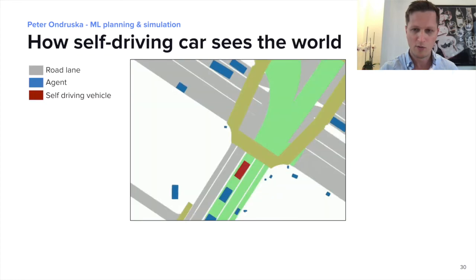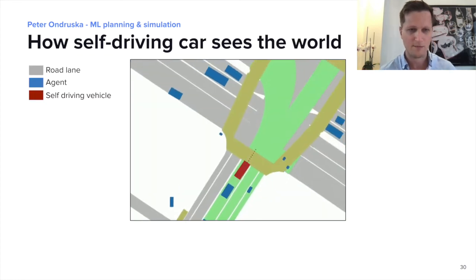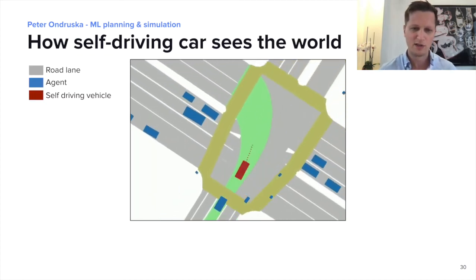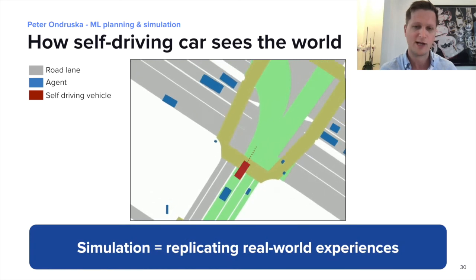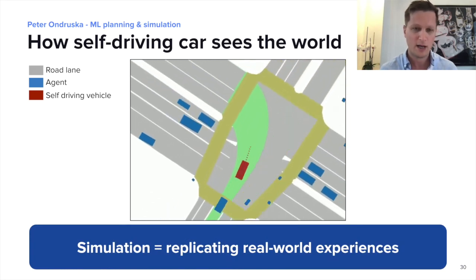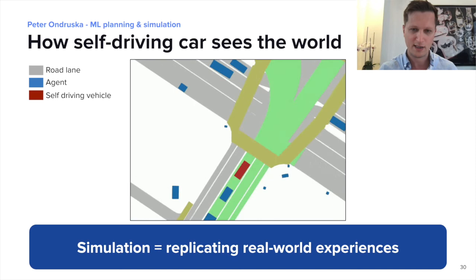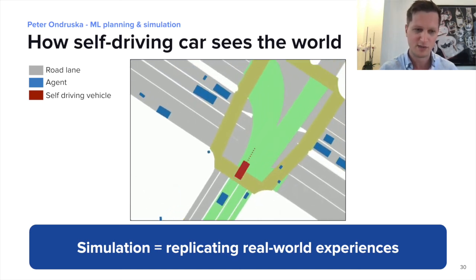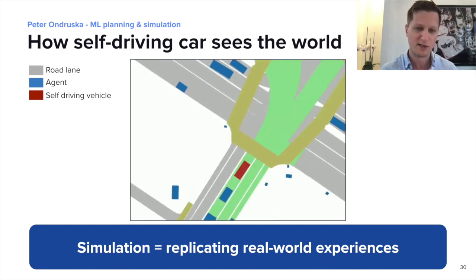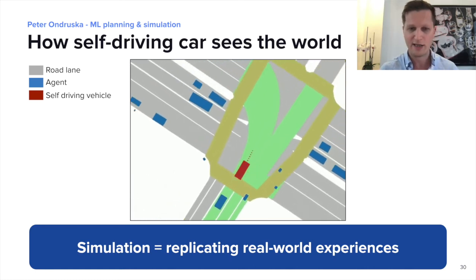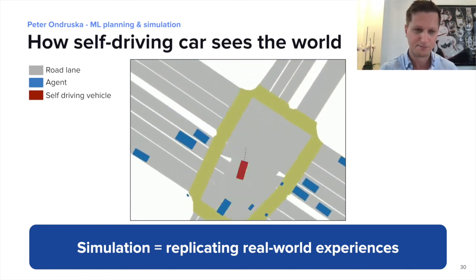So what is simulation? Simulation is basically the ability to replicate the real world experiences that you would encounter on the road offline without actually needing to go there. So this is the view of how the self-driving car sees the world around itself, as you've seen before. And the goal is to be able to replicate these kinds of experiences, both the usual and unusual, and see how the self-driving car performs in these situations.